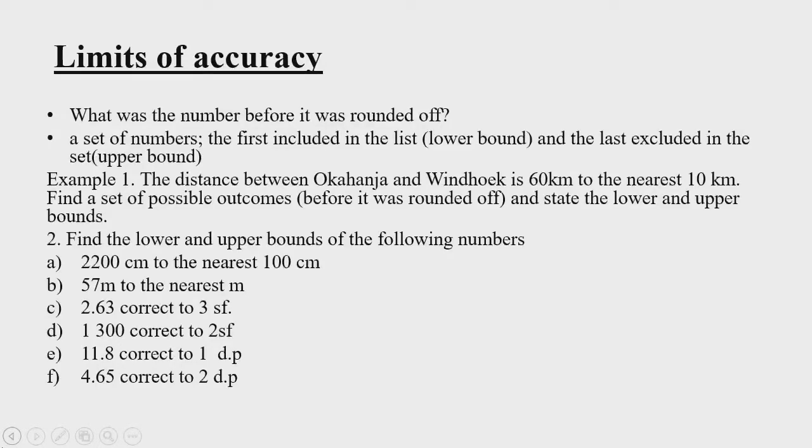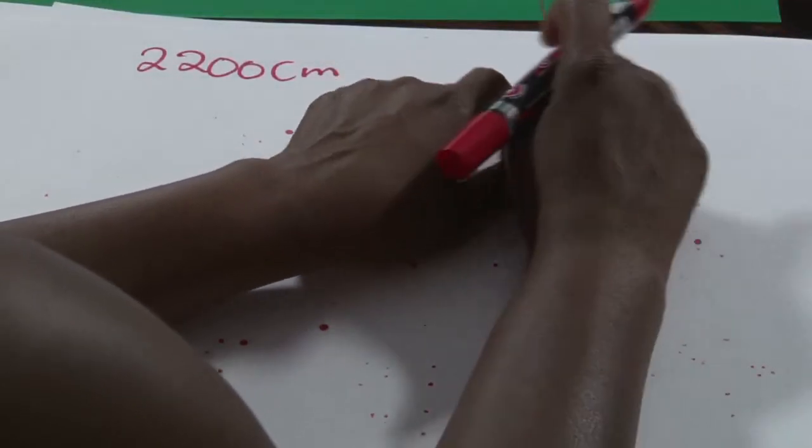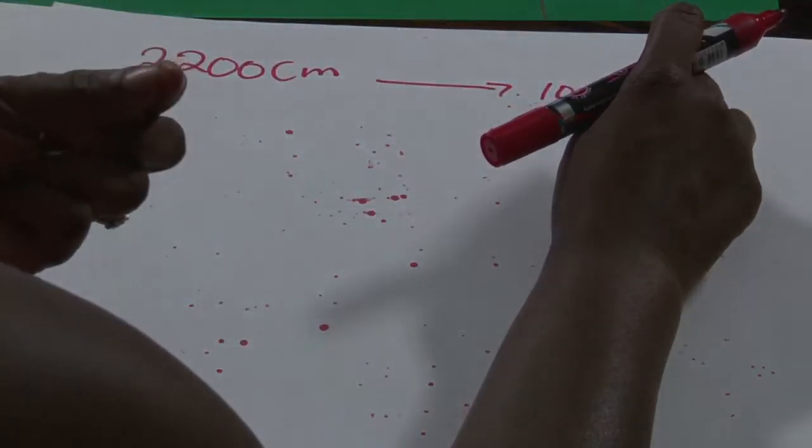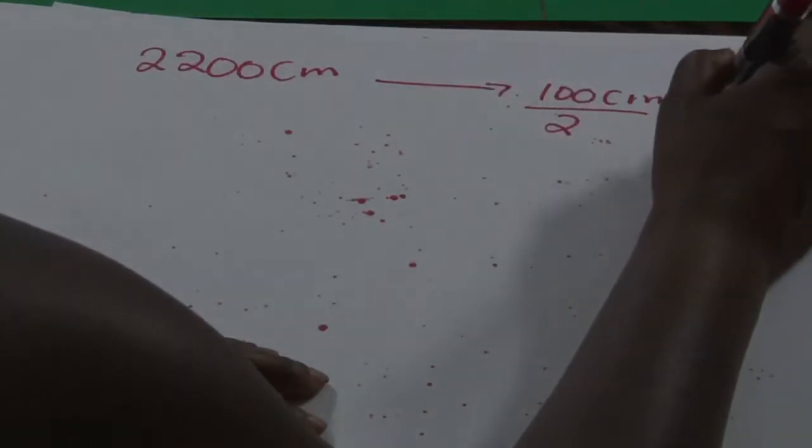Okay, I have some questions, numbers that I want us to round off, to write as upper and lower bounds. Find the lower and upper bounds of these numbers. The first one is 2,200 centimeters to the nearest 100 centimeters. So this number was rounded off to the nearest 100 centimeters. As I say, take the number it was rounded off to, then always divide it by 2. So 100 divided by 2 gives us 50.